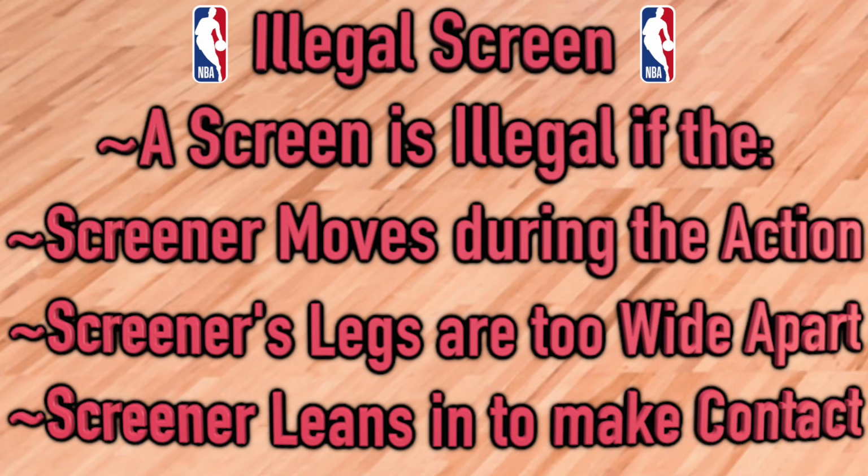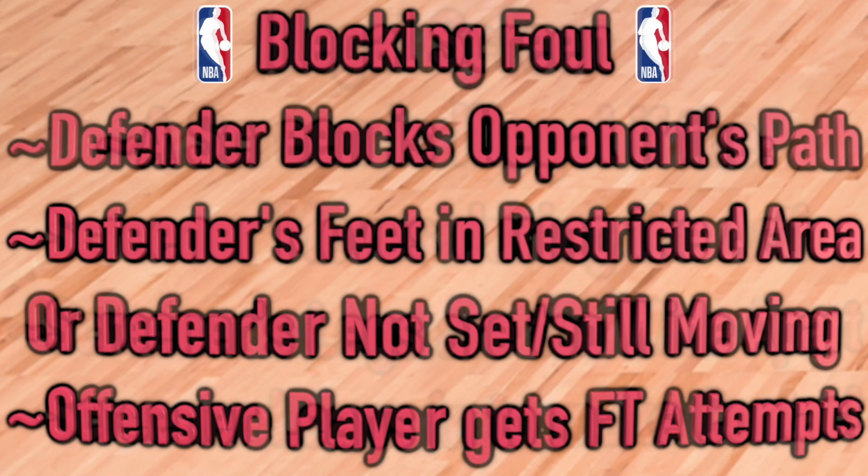Illegal screen is another offensive foul that results in a turnover. A few ways a screen can be illegal. If the screener moves during the action, it's illegal. They have to be fully set. Also, if the player who's setting the screen has their legs set more than shoulder width apart, or if the screener leans in to make contact with the offensive player, all of those cases would result in a personal foul and a turnover.